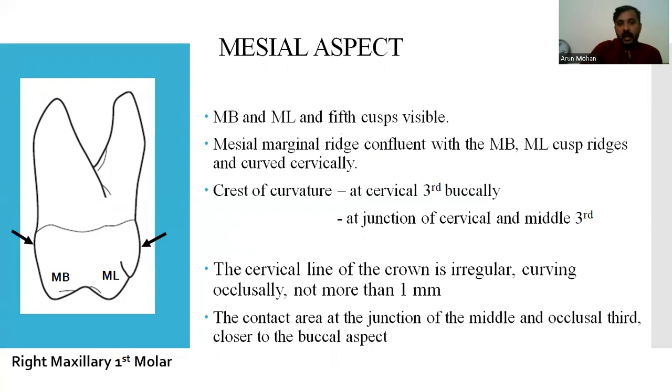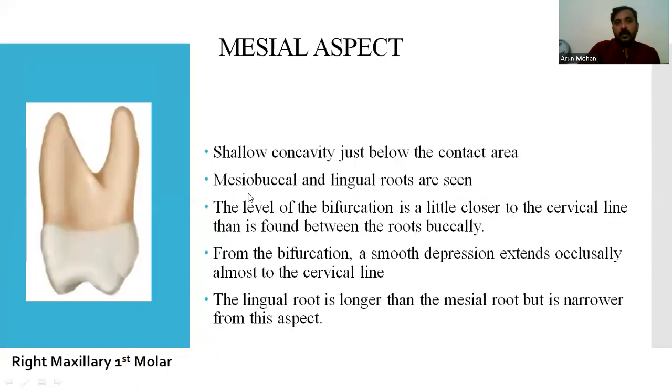The cervical line is irregular, curving occlusally, with a slight curvature of not more than 1 millimeter. The contact area occurs at the junction of the middle and occlusal third, closer to the buccal aspect. Usually in the mesial aspect, a shallow concavity is seen just below the contact area.